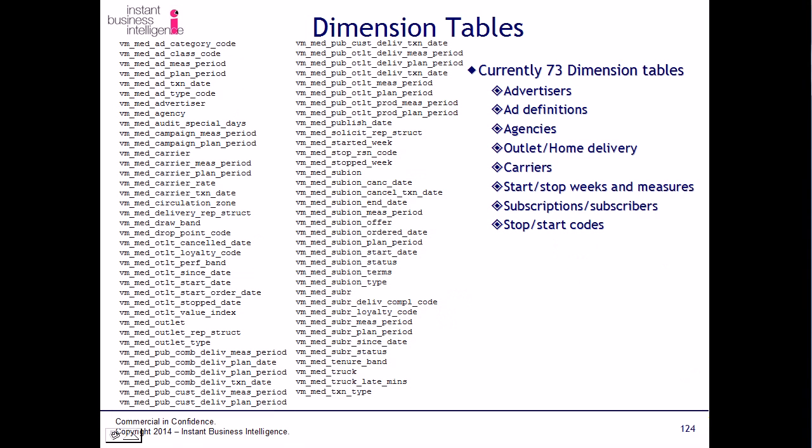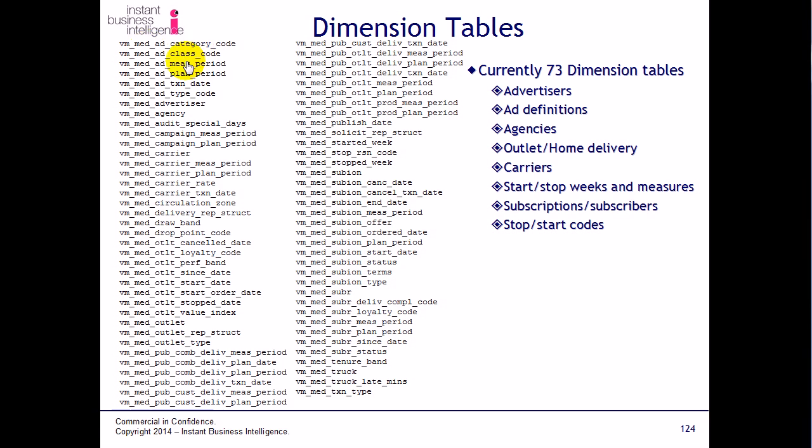So the tables in BI4Media today, there are currently 73 dimension tables, which goes through advertisers, ad definitions, agencies, outlet, home delivery, carriers, start, stop, weeks and measures, subscriptions and subscribers, start and stop codes, things like that. Now we do have a longer sales presentation for BI4Media, and if you are actually interested in BI4Media, you should watch that sales presentation.